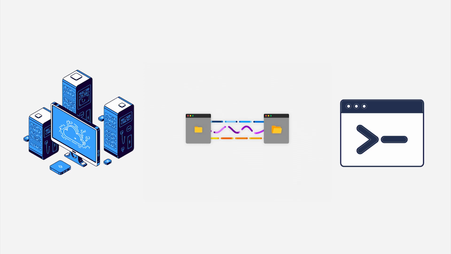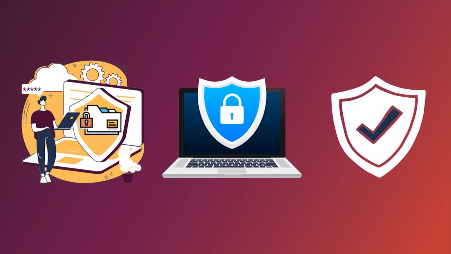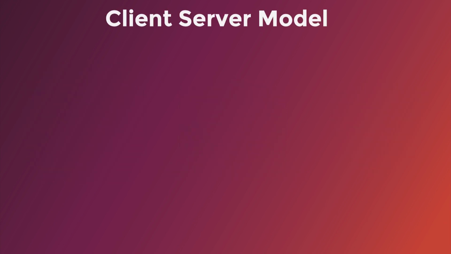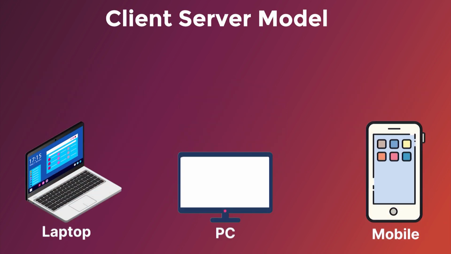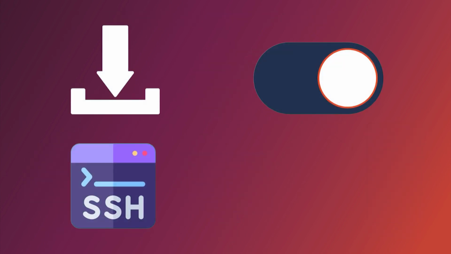An interesting part of SSH is that it encrypts all the data being transmitted, ensuring privacy and protection against unauthorized access. It is based on a client-server model. The protocol allows a client to request information to connect to a server. So let's find out how you can install and enable SSH in a Linux system.